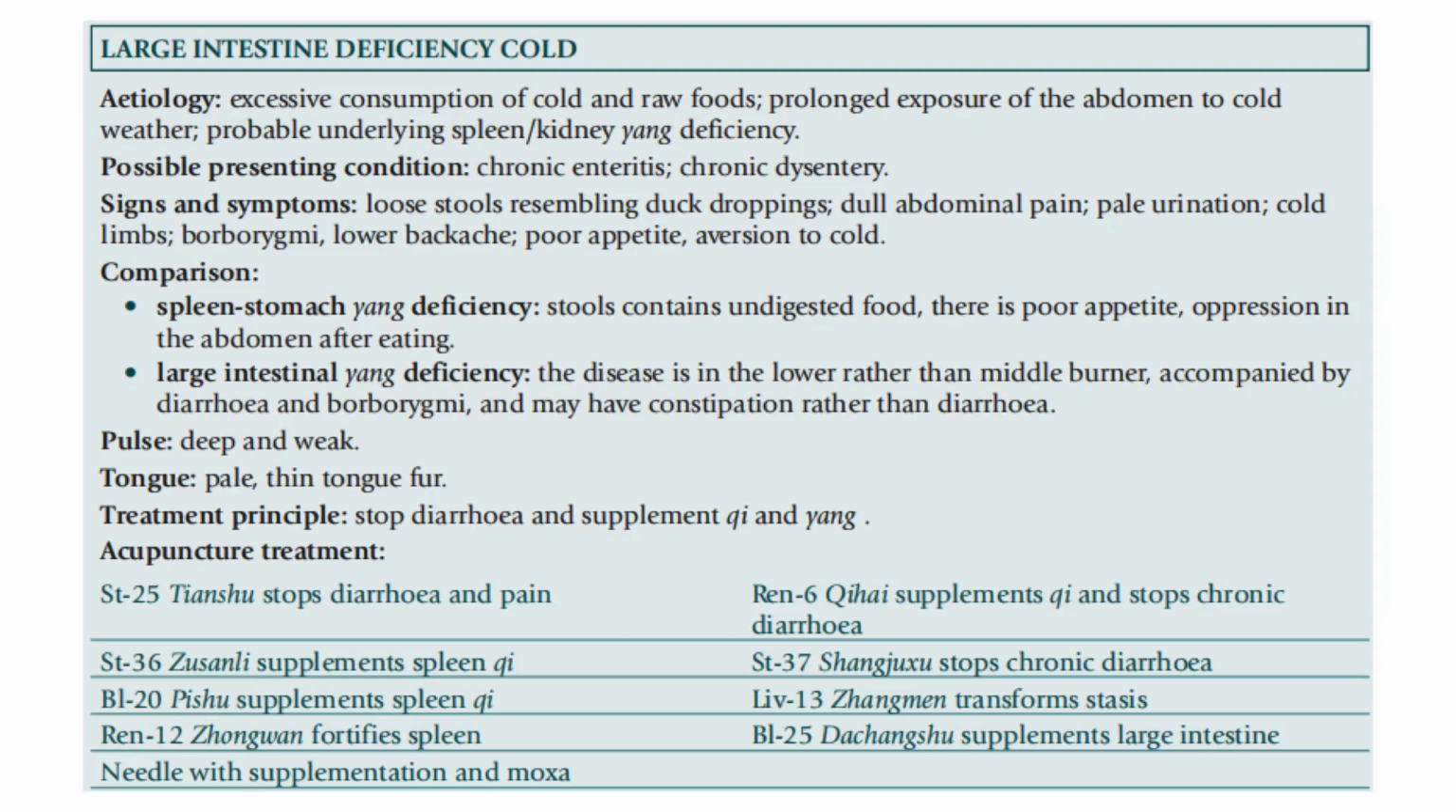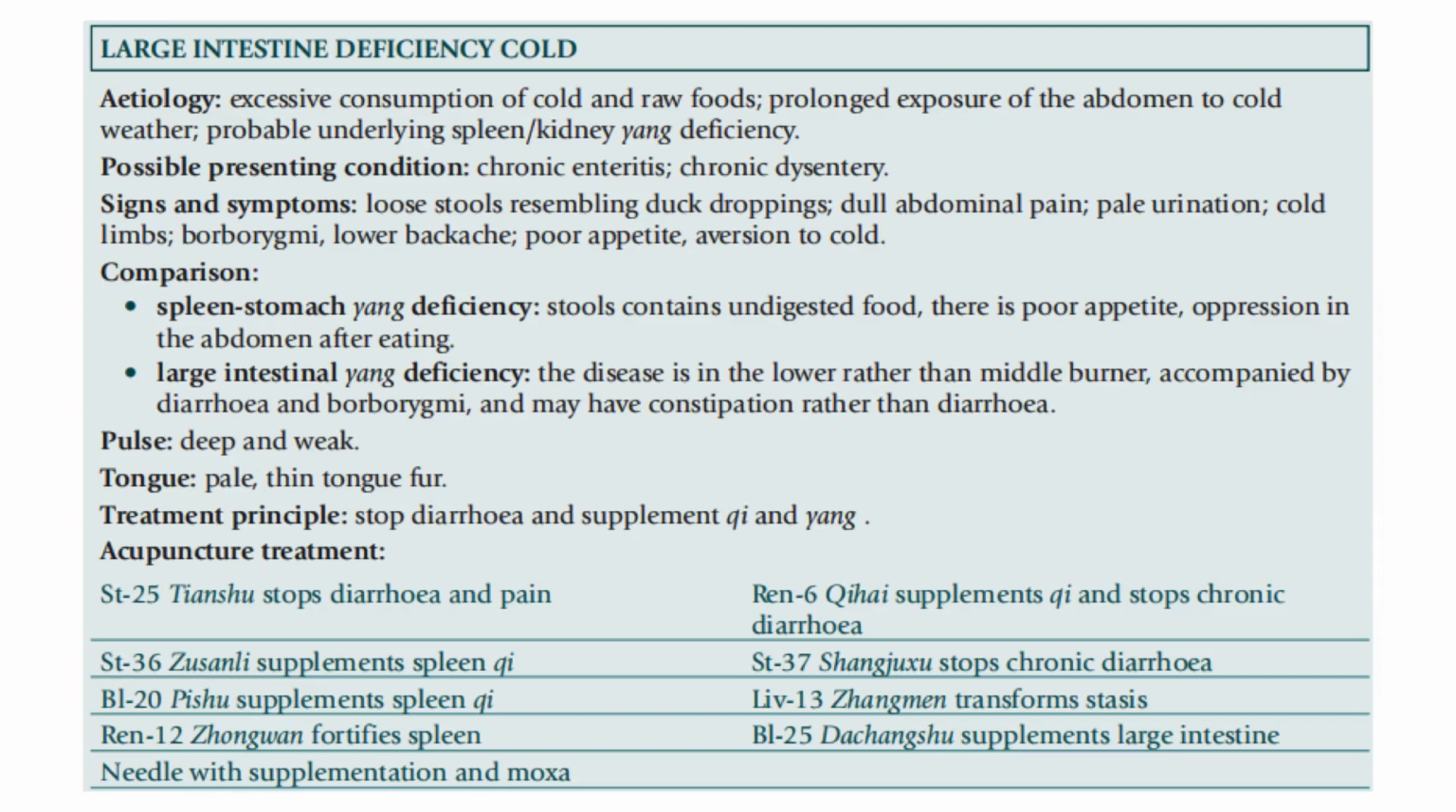In comparison, in stomach yang deficiency, the stool will contain undigested food. There is poor appetite and oppression in the abdomen after eating. In large intestine yang deficiency, the disease is in the lower rather than the middle burner, accompanied by diarrhea and borborygmi, and may have constipation rather than diarrhea. So the pulse here is deep and weak. The tongue is pale, thin, and with thin coating. Treatment principle: we stop the diarrhea and supplement qi and yang.